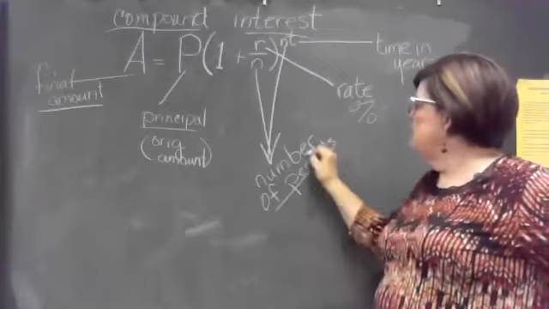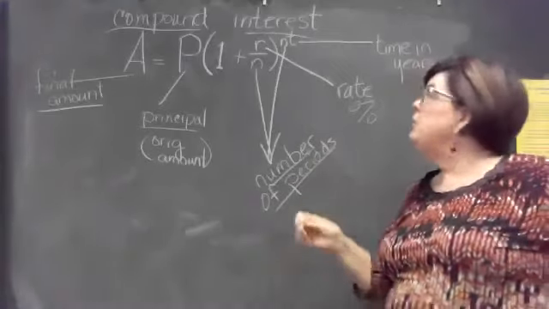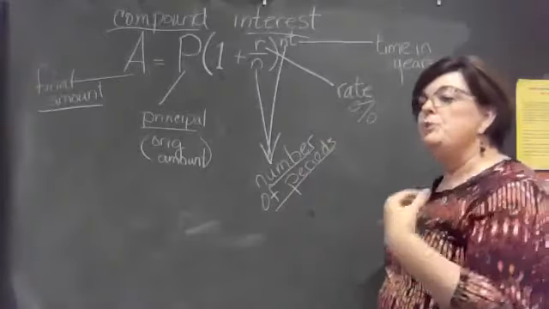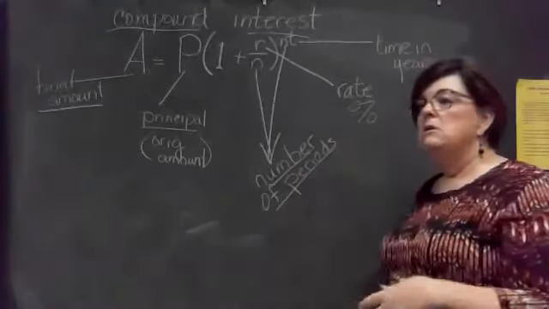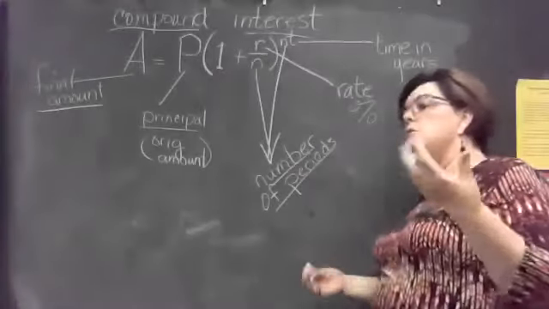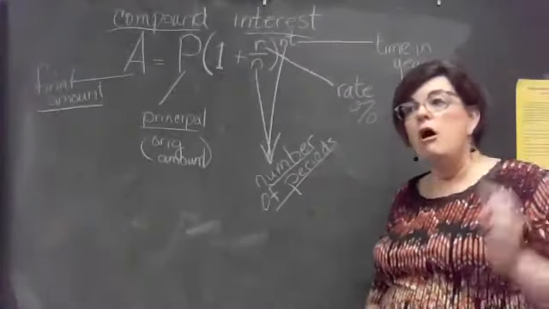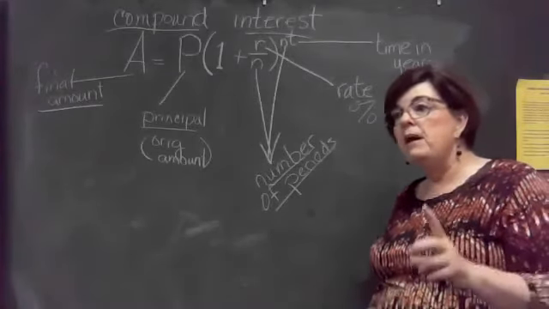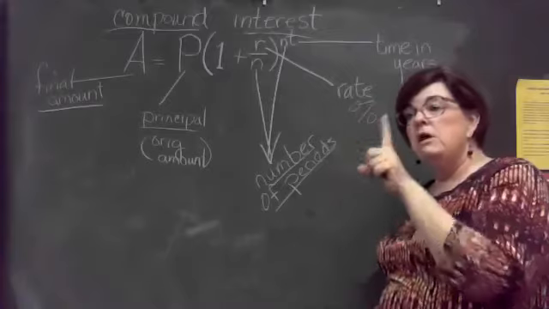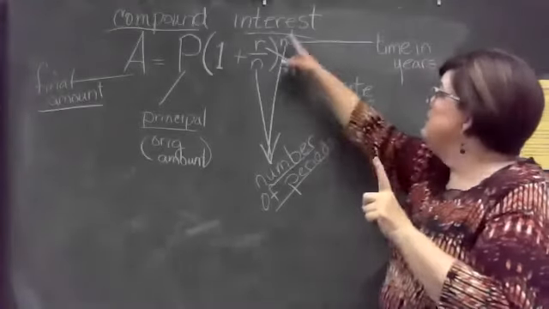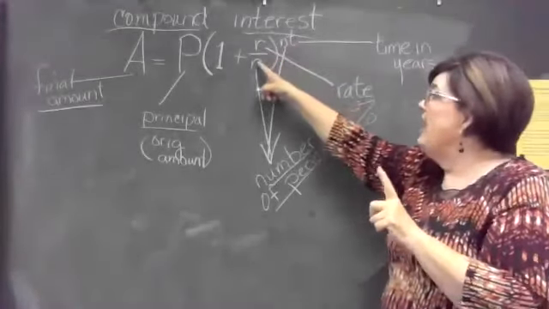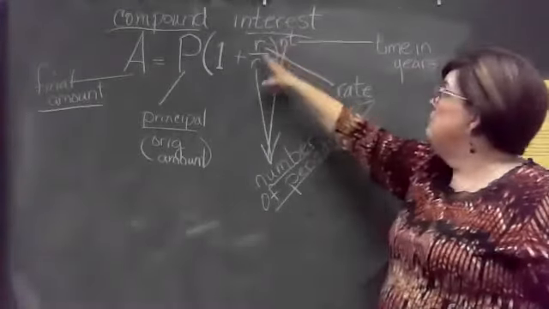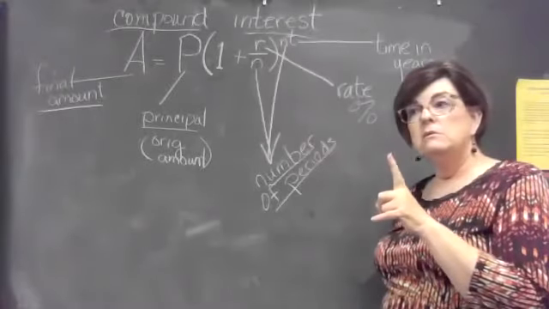Okay, the number of periods. I'll explain this. Whenever you have compounded interest, they will tell you, okay, you put this money in an account at this interest rate for this long, and then they said it's compounded annually. That means it's only compounded one time every year. Annually means one time a year. So the n in both places would be a 1.